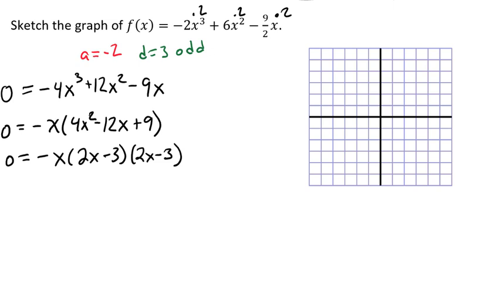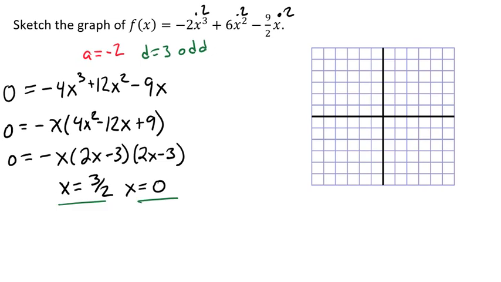Now from here, because the 2x minus 3 appears twice, I only have to write it down once. I'm going to use the zero product property. That gives me x equals 3/2, for the 2x minus 3, and then x equals 0, because negative x equal to 0 is x equals 0.